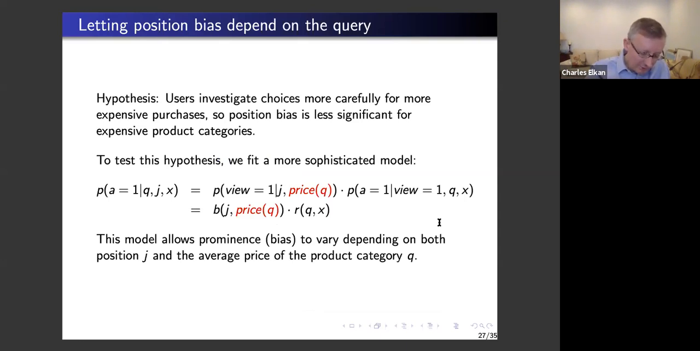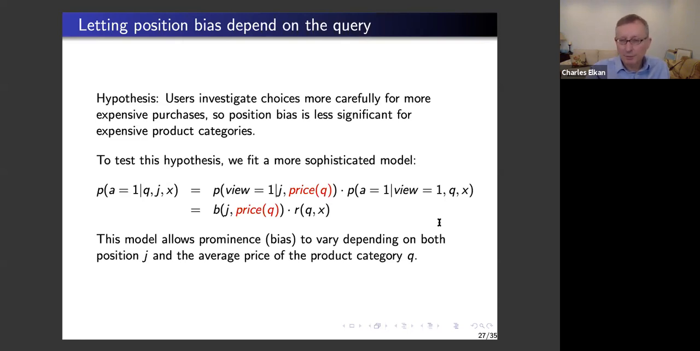Now, one of the strengths of this method is that it does let position bias depend on the query. And I already mentioned the hypothesis that for some search queries, people will look at all the top results, and other search queries, people will only look at the first result. And there's a similar hypothesis in e-commerce that if you have an expensive purchase, then users will investigate their choices more carefully, and so there'll be less position bias. But if you have a cheap purchase, then people just want to buy it quickly, so there'll be more position bias in favor of the top position. So this is a hypothesis that we can investigate with the data.